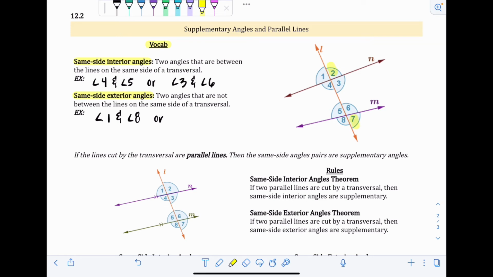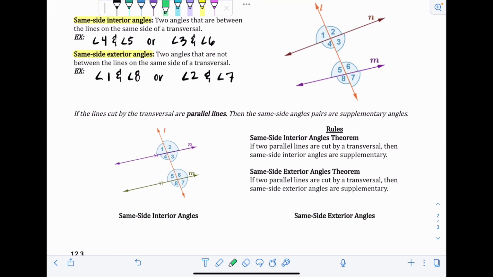So outside the two lines for exterior, and on the same side. So angle 2 and angle 7. Fortunately, the names of the definitions match what we're looking at. It's just that there are so many of them that it takes a while to get comfortable using all the different terms.